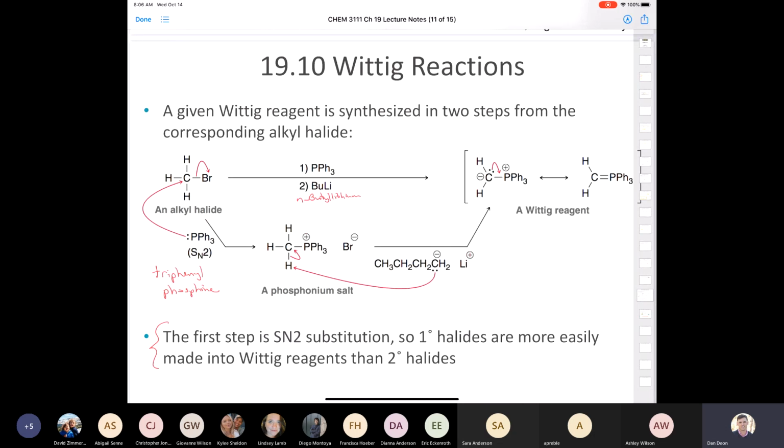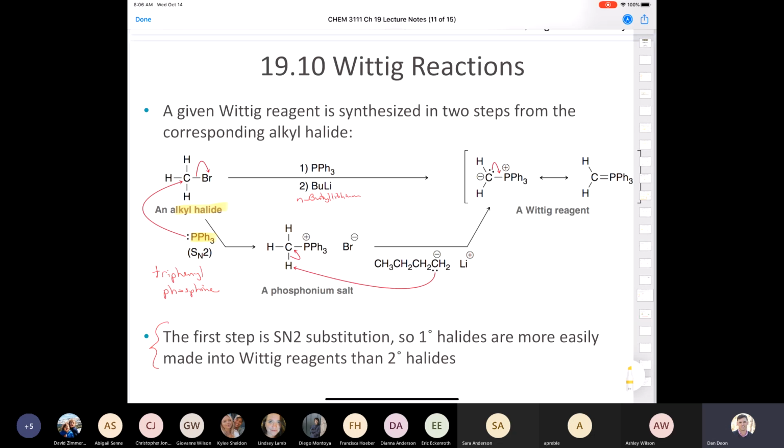Okay. Now, how would you go about preparing a Wittig reagent? Again, we covered this in the last lecture. But the first step of preparation of a Wittig reagent is treatment of an alkyl halide with triphenylphosphine. So triphenylphosphine acts as a nucleophile. The alkyl halide, of course, acts as an electrophile. And so since the first step is an SN2 reaction, methyl or primary halides are going to be made into a Wittig reagent more easily than a secondary alkyl halide.